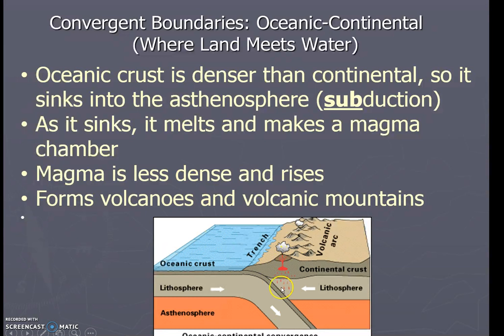The magma is less dense and rises, so this forms volcanoes and volcanic mountains right here. It also forms a trench or a V in the Earth's surface as one pulls underneath the other. And finally, there can also be earthquakes as one piece of crust slides underneath the other piece of crust.